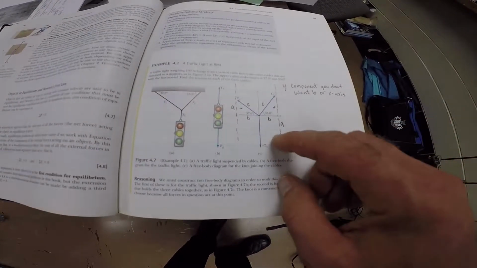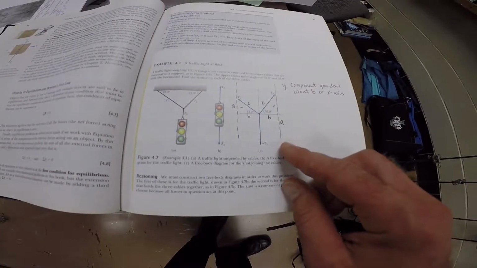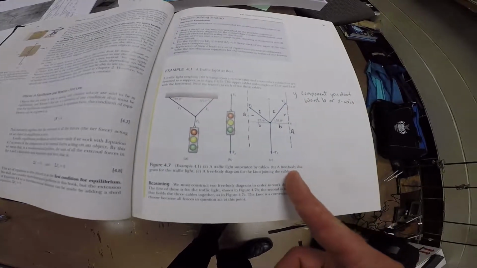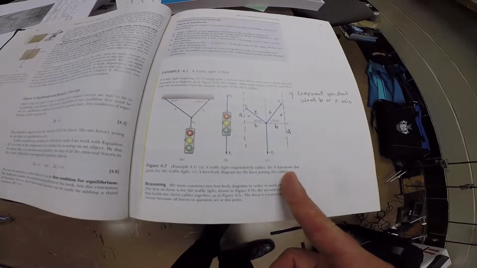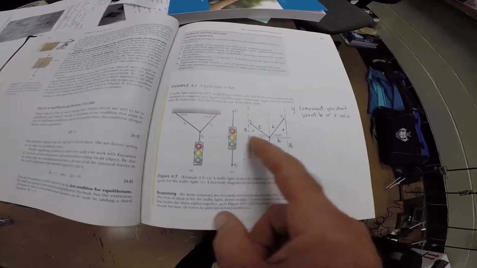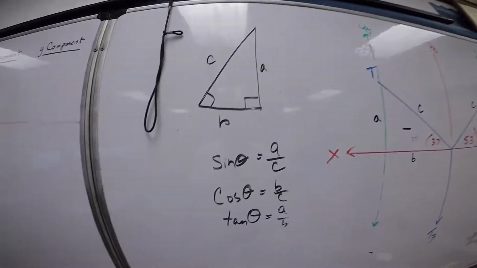So what we have to do, we're going to be using the sine and the cosine. They drew a horizontal x-axis, but we need to also draw the vertical y here, so we can establish our triangle. You can see here using our sine, cosine, and tangent.